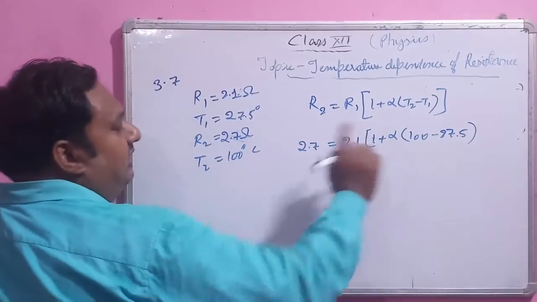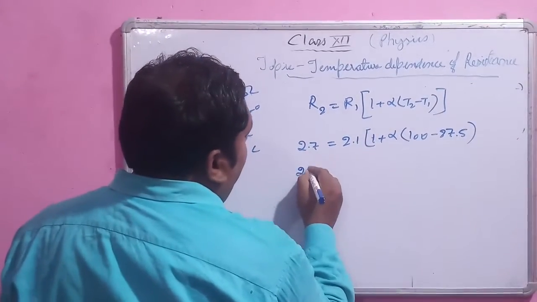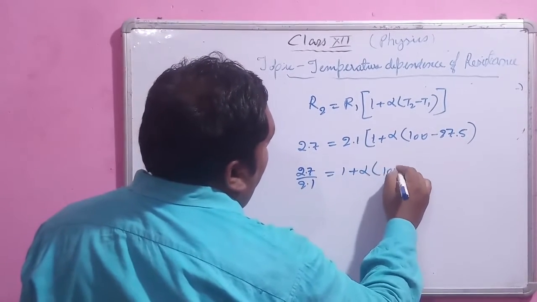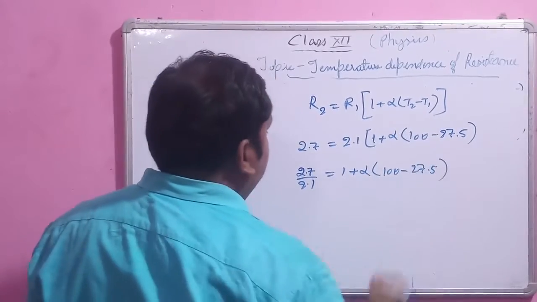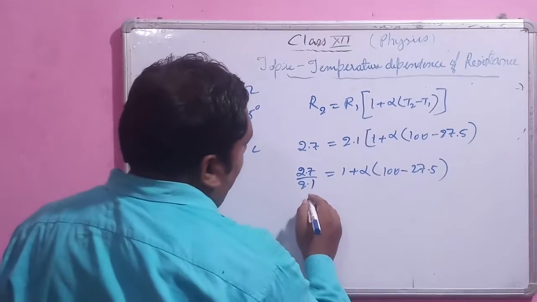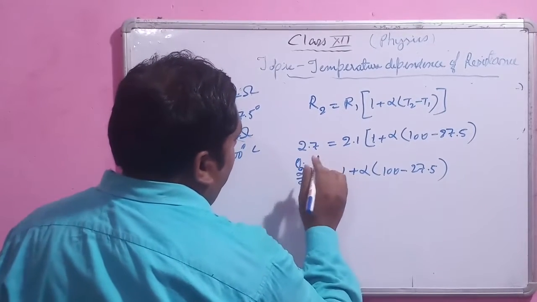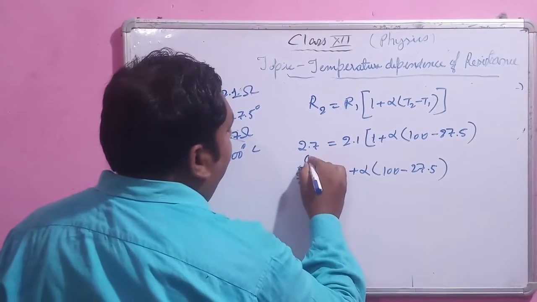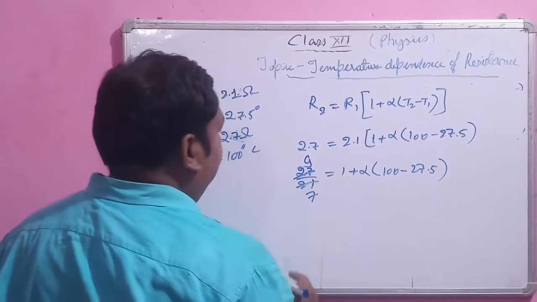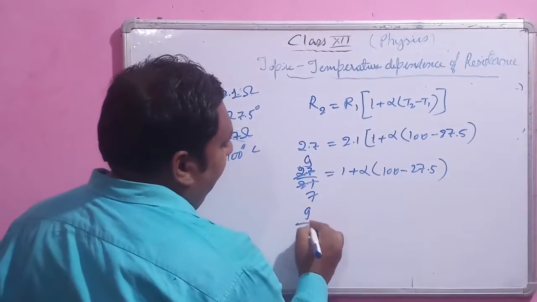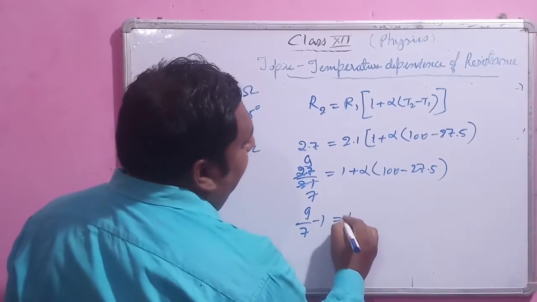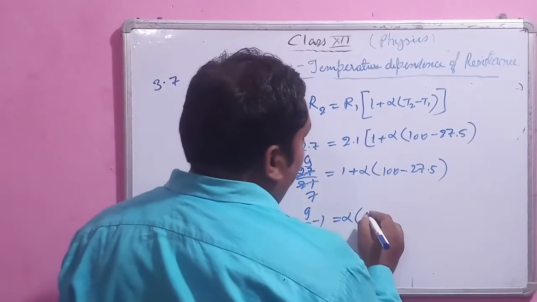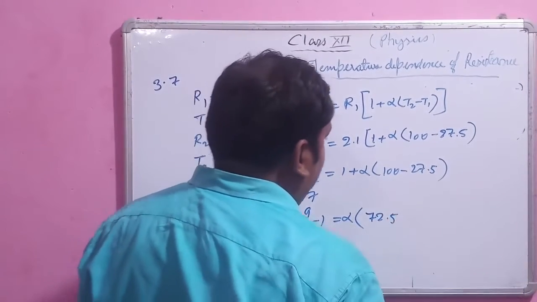Now we have to find alpha, and this can be done very easily. So 2.7 divided by 2.1 equal to 1 plus alpha times (100 minus 27.5). Okay, so here 27 divided by 21, dividing by 3, is 9 by 7. The 1 comes here, so 9 by 7 minus 1 equal to alpha times (100 minus 27.5), which is 72.5.